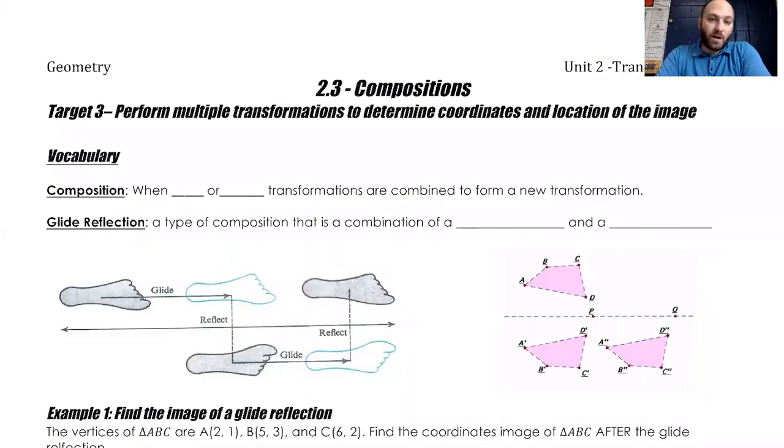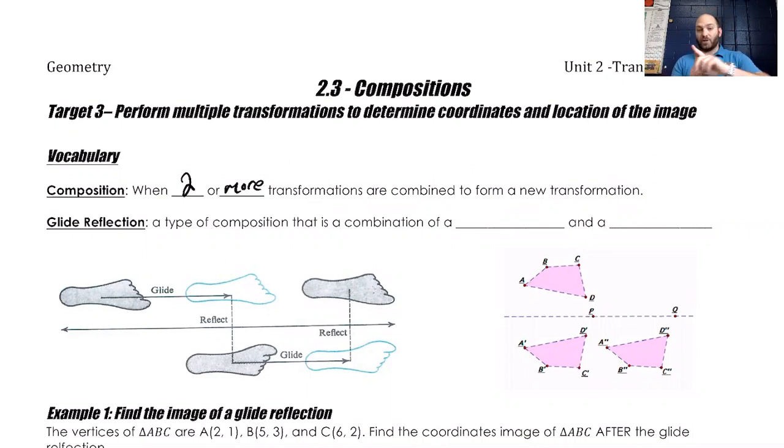Today we're going to be talking about our last target of the unit, 2.3, compositions. So this is our last thing we're going to be doing with our reflections. Let's talk about what a composition is. A composition is when two or more transformations are combined to form a new transformation. That's it. There's nothing actually new today in terms of what your process is going to be. We are doing compositions, which is a combination.